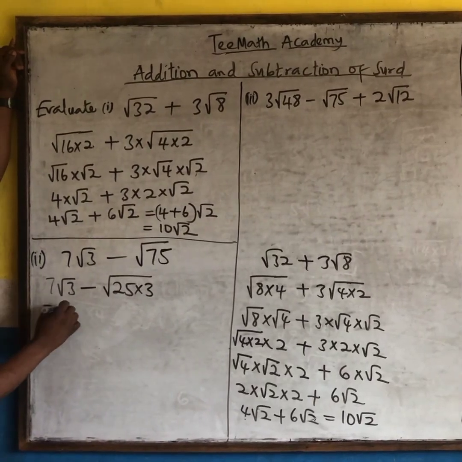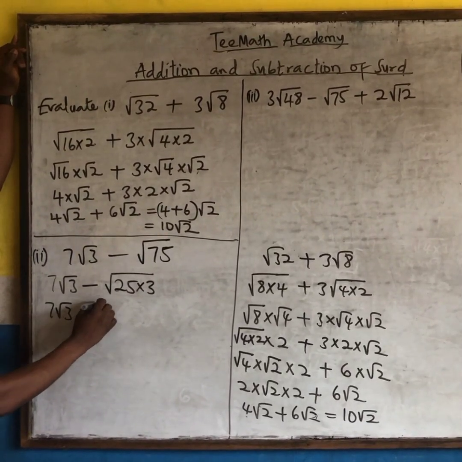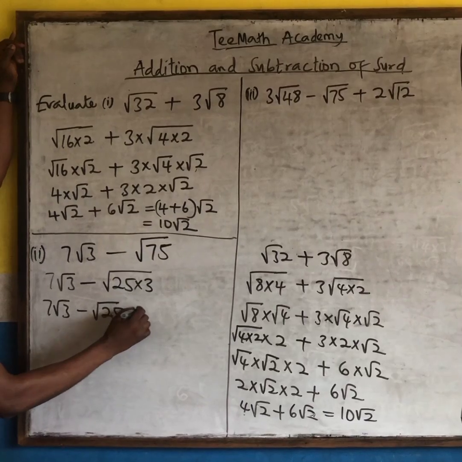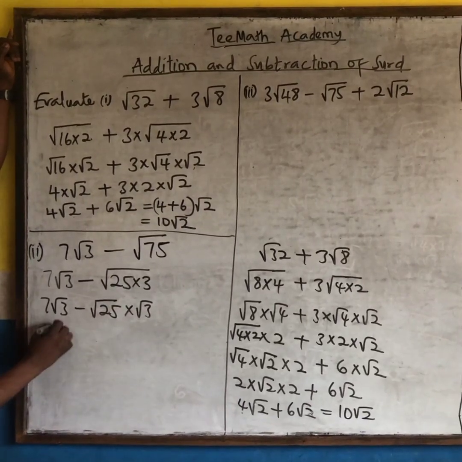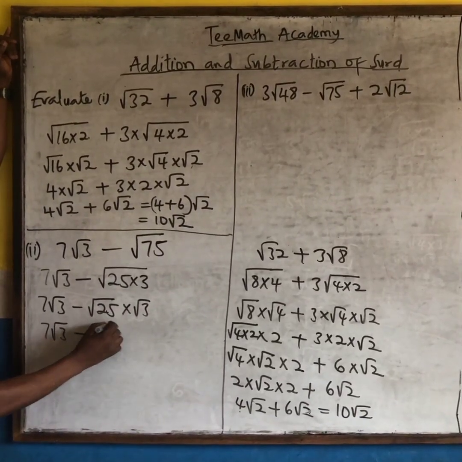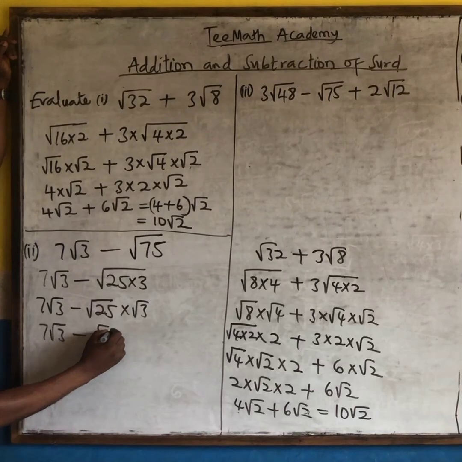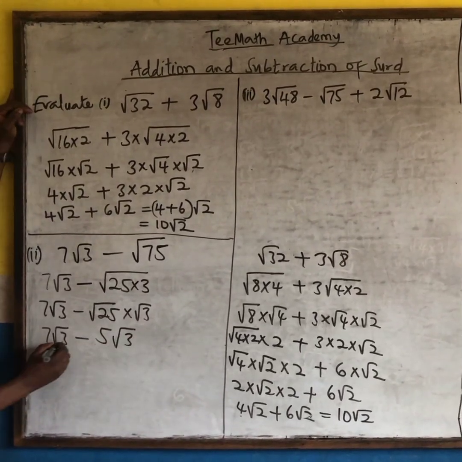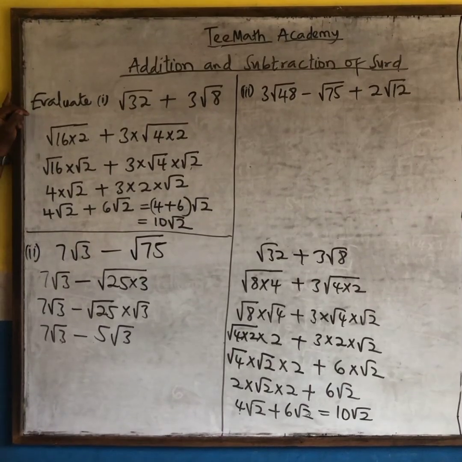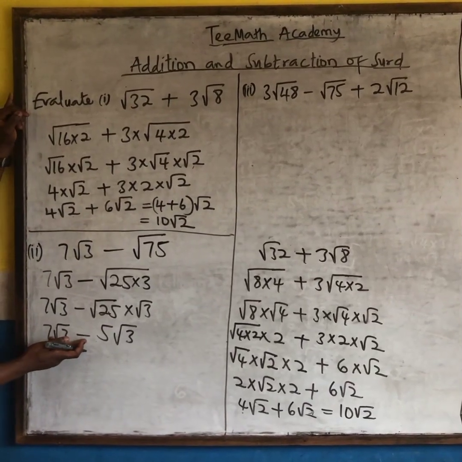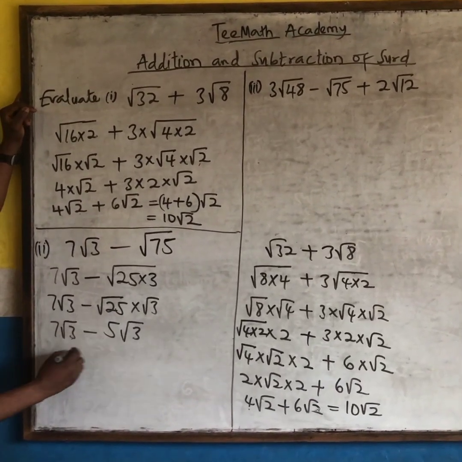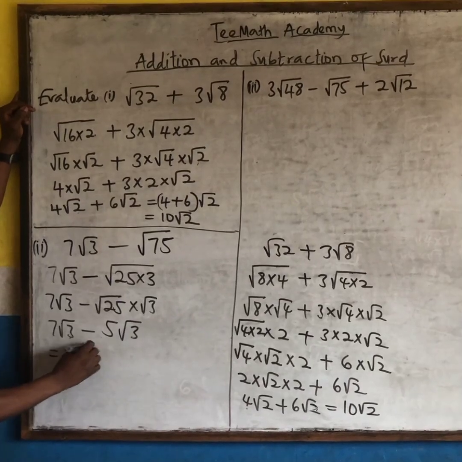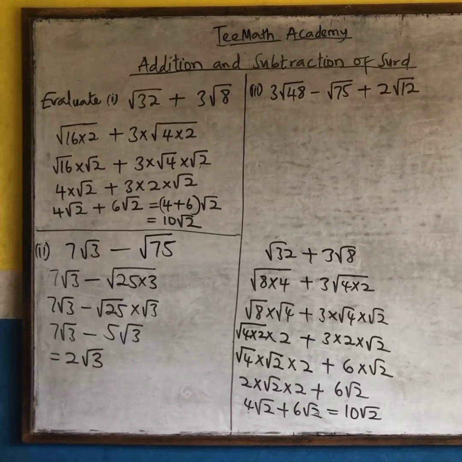Then I have 7 root 3 minus, you can share the root like this. So 7 root 3, root 25 is 5. Then 5 times root 3 is 5 root 3. Now you observe that these are the same root. I can subtract. It's not addition, I subtract. So 7 minus 5 is 2. Then pick one of the roots. That is 2 root 3.